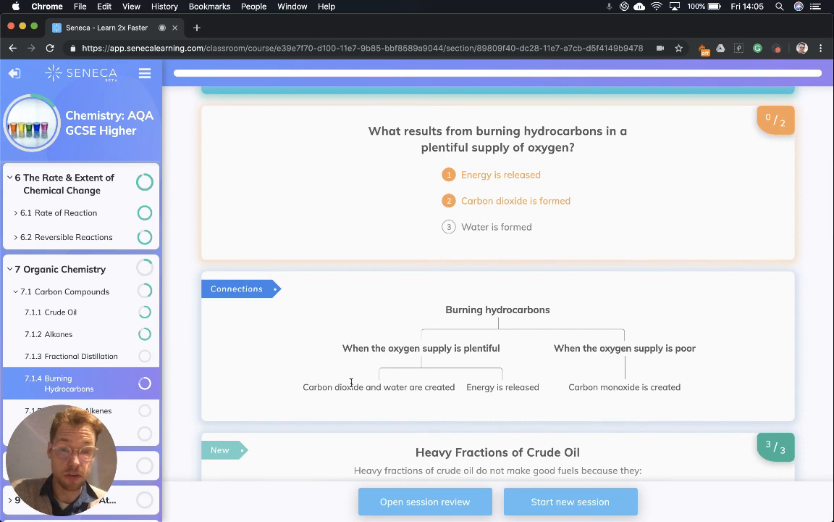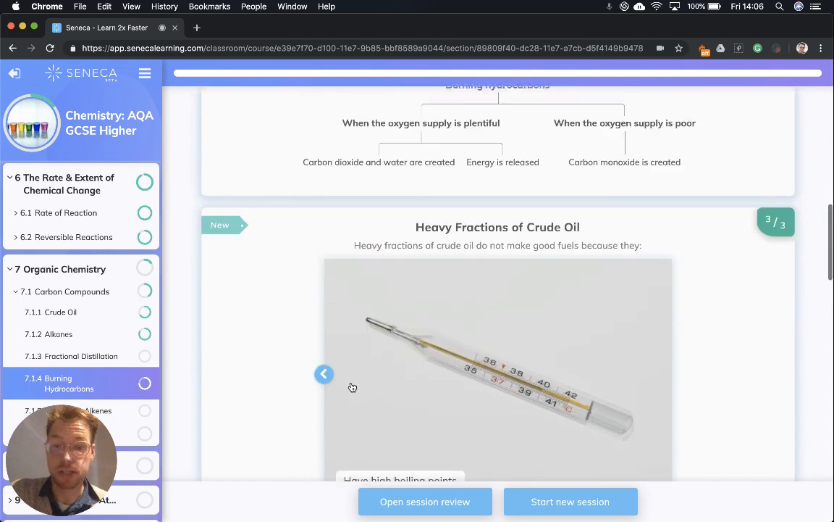When we haven't got enough oxygen, we make carbon monoxide, which is super toxic. That's why you need carbon monoxide detectors in your home, because if a boiler is not working properly and there's not enough oxygen getting in, we can make carbon monoxide, and it's odorless, you can't smell it, so you need a detector. But normally when there's loads of oxygen, we make carbon dioxide and water, and we release energy.